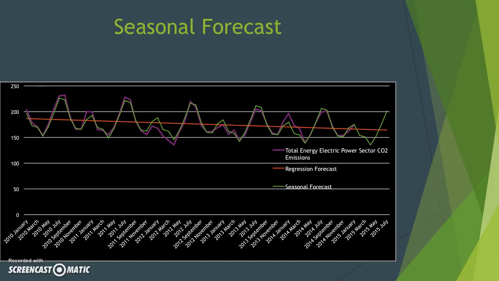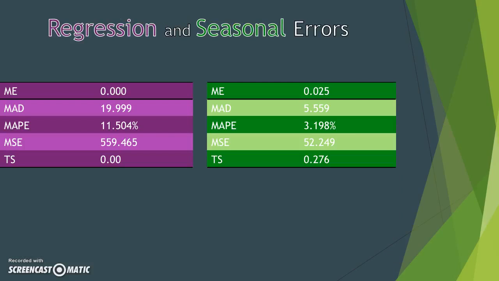So I plotted my seasonal forecast against the actual values and the regression, and you can see the seasonal forecast thankfully fits the data a lot better. And you can see my little forecasted bit at the very end, and it's going up just like predicted because July is the highest. So looking at the errors, you might want to pause the video for the next few slides. There's a lot about errors and graphs. So regression is always in purple and seasonal is always in green.